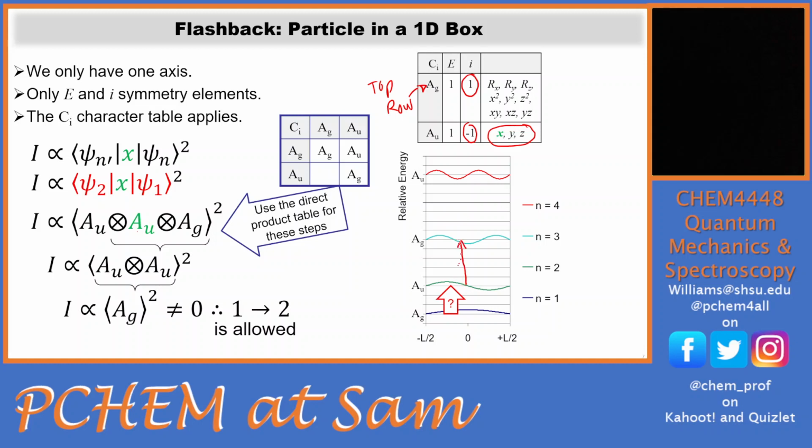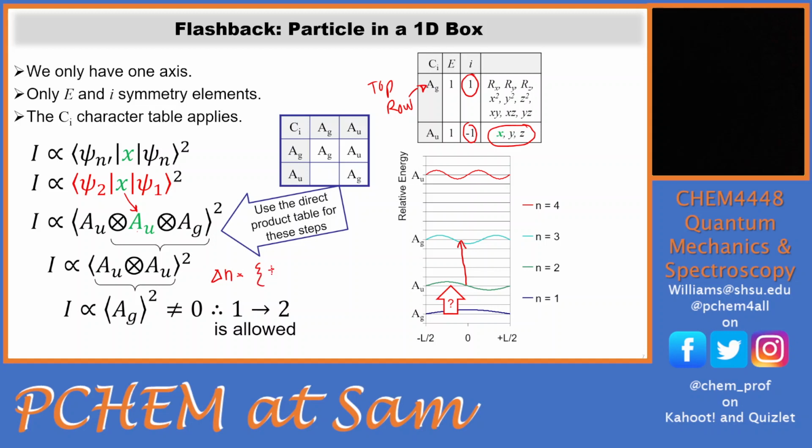AU to AG. X is still odd, so X is here. So whether the AU is on the left or the AU is on the right, it doesn't matter. It's going to cancel. And so you could make this a really general solution. 1 to 2 is allowed. That's specifically what we solved for. But you could show that as long as you're going from a U to a G or a G to a U, then it's allowed. So then you could start building up your symmetry selection rules.